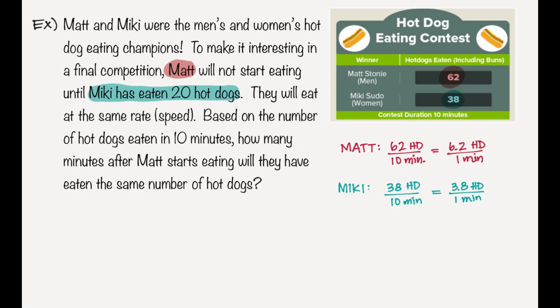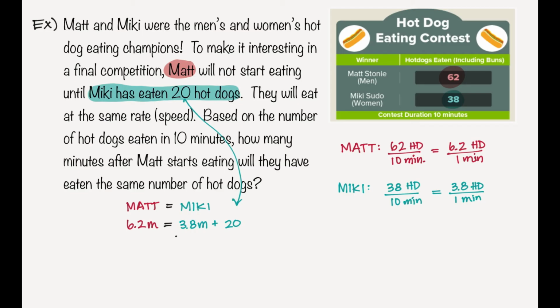So why don't we now set up our equation so that we can figure out how many minutes it's taken for Matt and Miki to have eaten the same number of hot dogs. Matt's rate is 6.2 hot dogs per minute, so I'm going to say times M, the number of minutes that it's taken. Likewise, for Miki, she is 3.8 M plus those additional 20 hot dogs. All right, so now I have my equation.